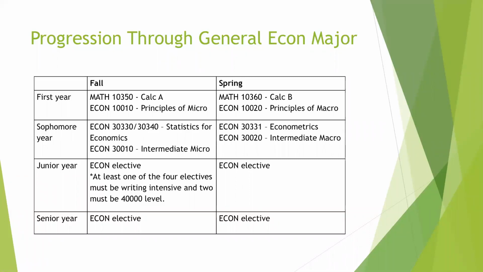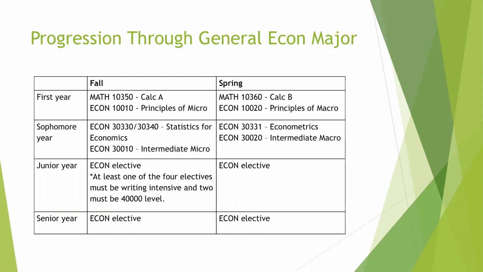This here is a typical progression through the general economics major. So we've got first year through senior year, fall and spring. And in the first year, we typically like for students to have taken Calc A and Calc B, or some equivalent, and principles of micro and principles of macro. These are the prerequisites for intermediate micro and intermediate macro.